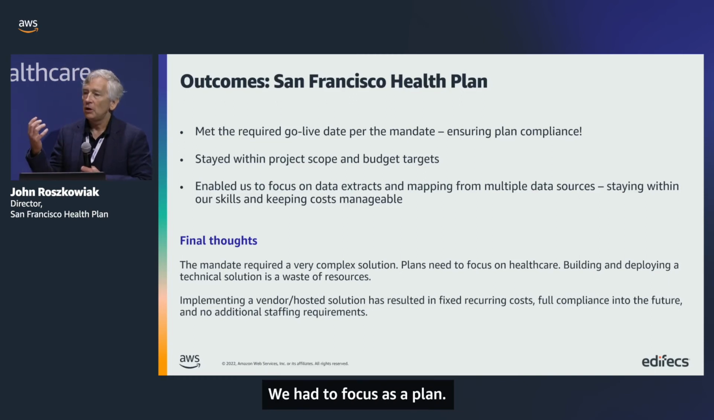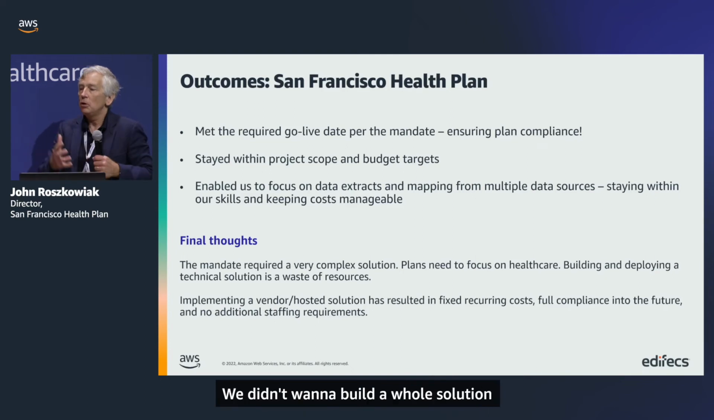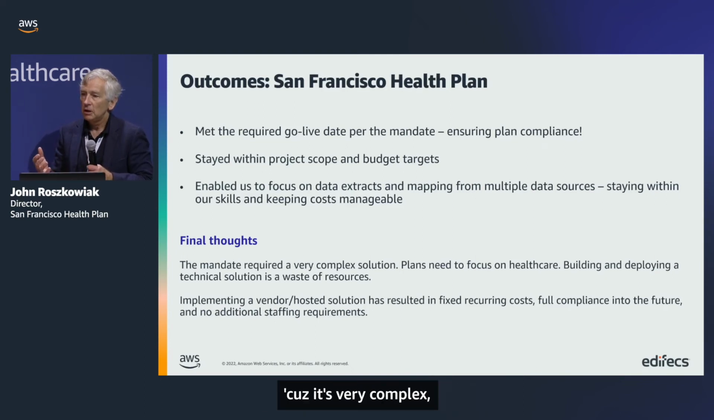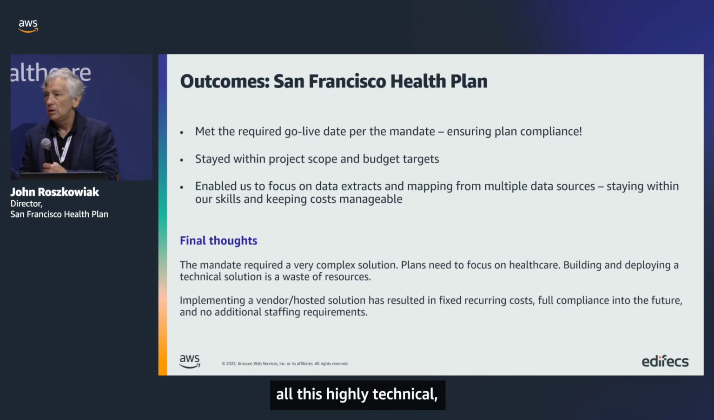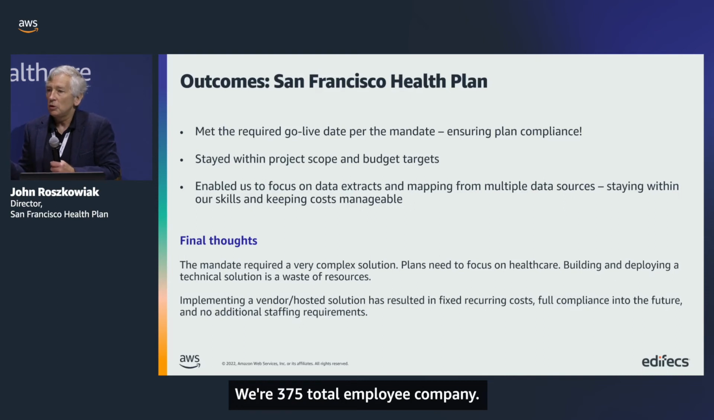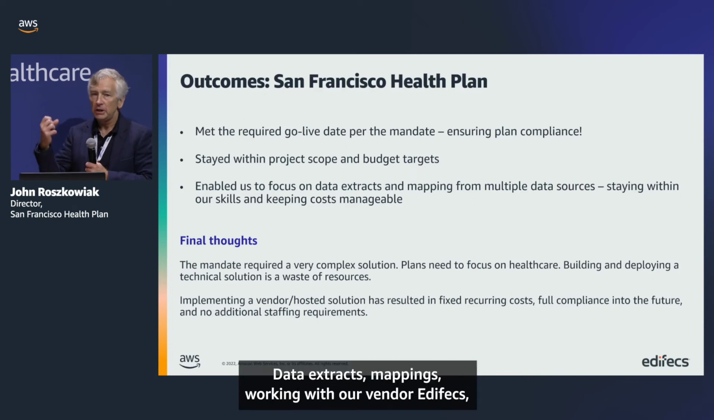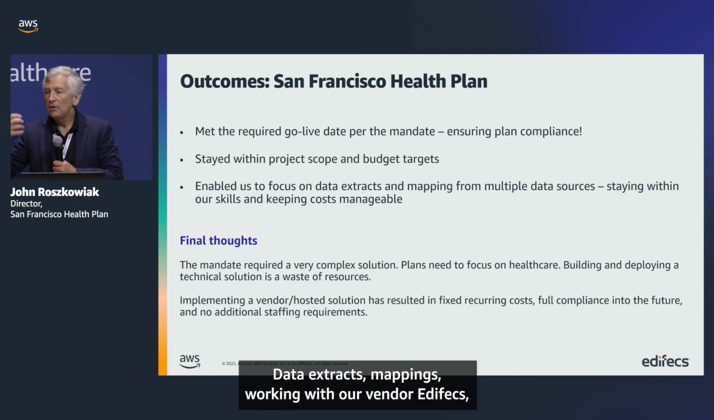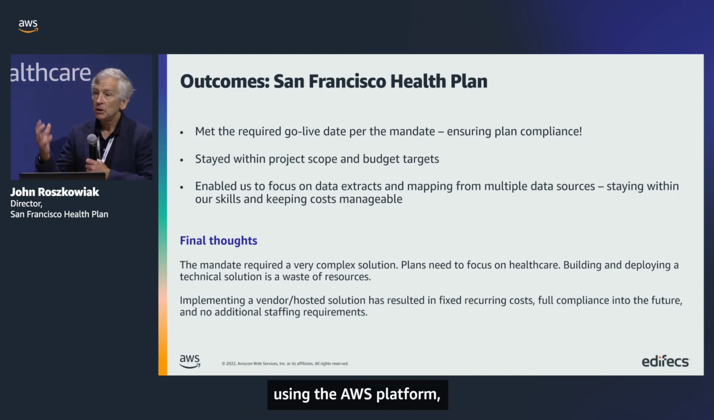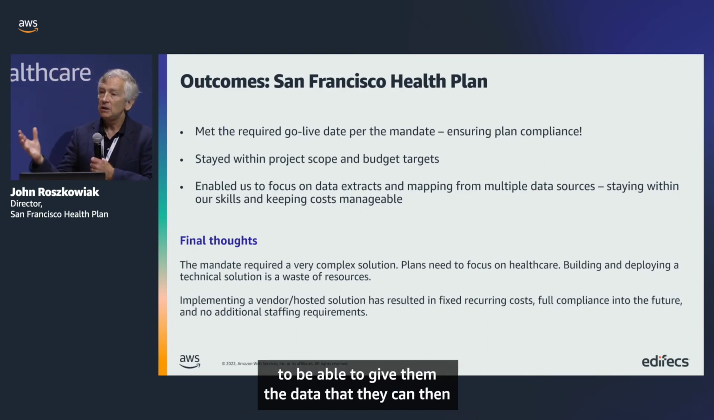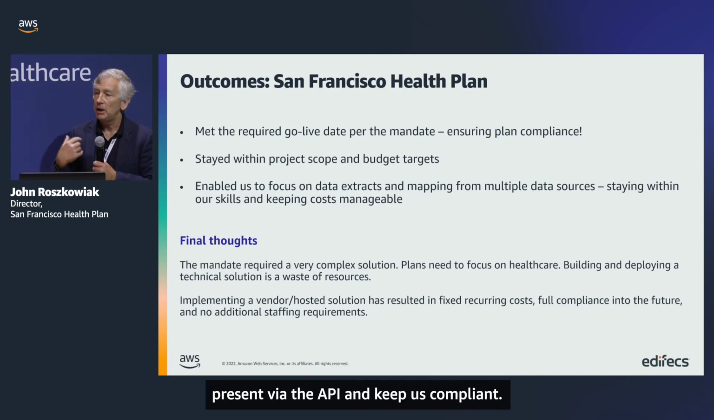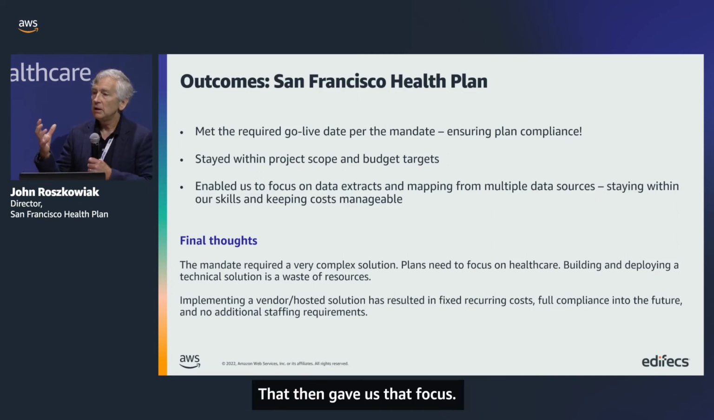We had to focus as a plan. We didn't want to build a whole solution because it's very complex. Then you have to connect it, as we talked about earlier, OAuth, all this highly technical. I have a 75-person IT shop. We're a 375 total employee company. We focused on what we had to do: data extracts, mappings, working with our vendor Edifecs, using the AWS platform to be able to give them the data that they can then present via the API and keep us compliant. That then gave us that focus.